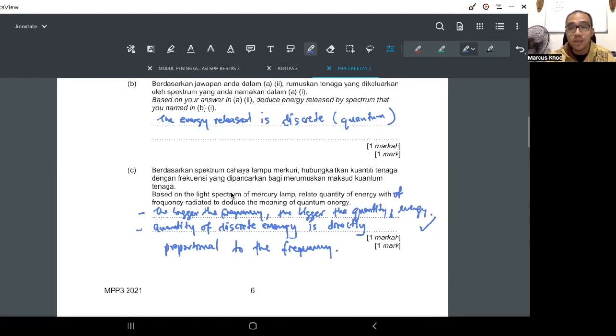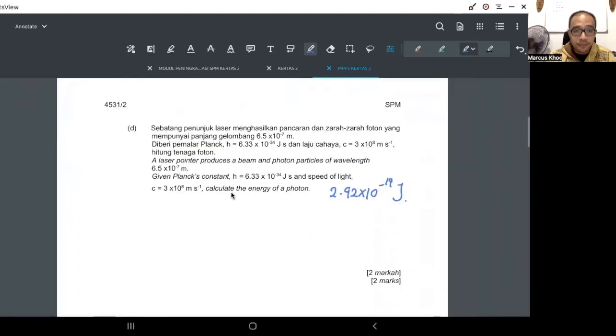Because the question asks for two things, relate, and then after that deduce the meaning. But somehow it's only 1 mark. Now, a laser pointer produces a beam of photon particles of wavelength, and so on. Given Planck's constant is this one, and C is this one.